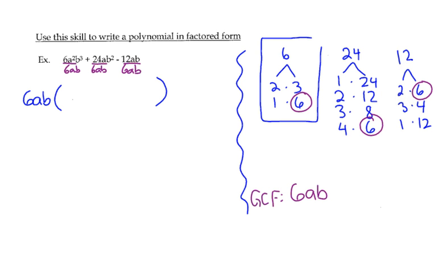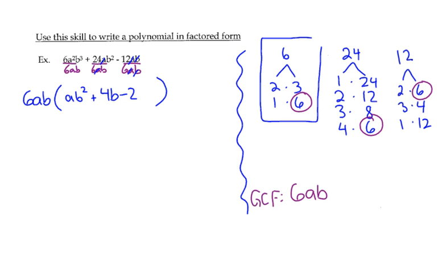So what's 6A squared B cubed divided by 6AB? What happens with the 6's? They become 1. Do you have to write a 1? No. A squared divided by A is A. B cubed divided by B? B squared. Plus 24 over 6? 4. What happens with the A's? They reduce out, they become 1. B squared divided by B? B. Negative 12 divided by 6? Minus 2. And what happens with the A and B? They reduce to 1.